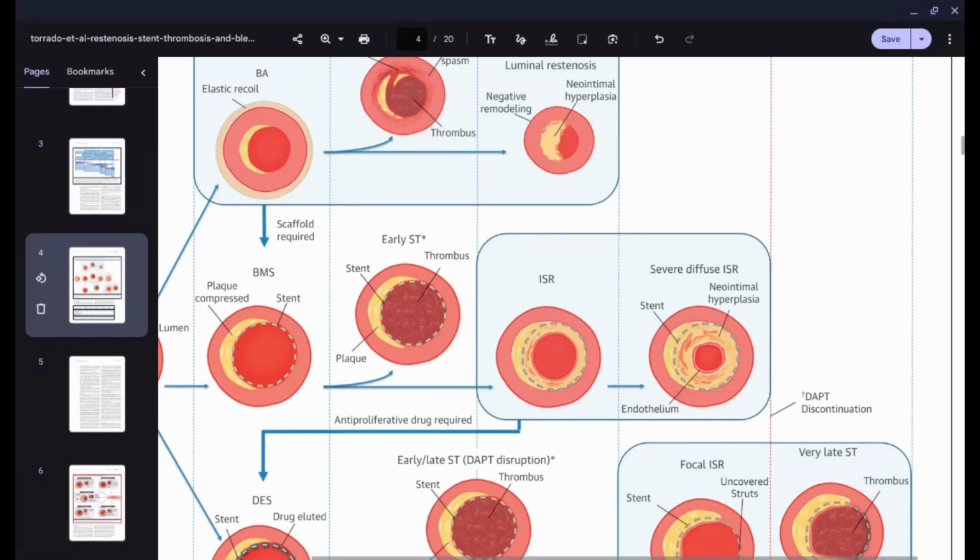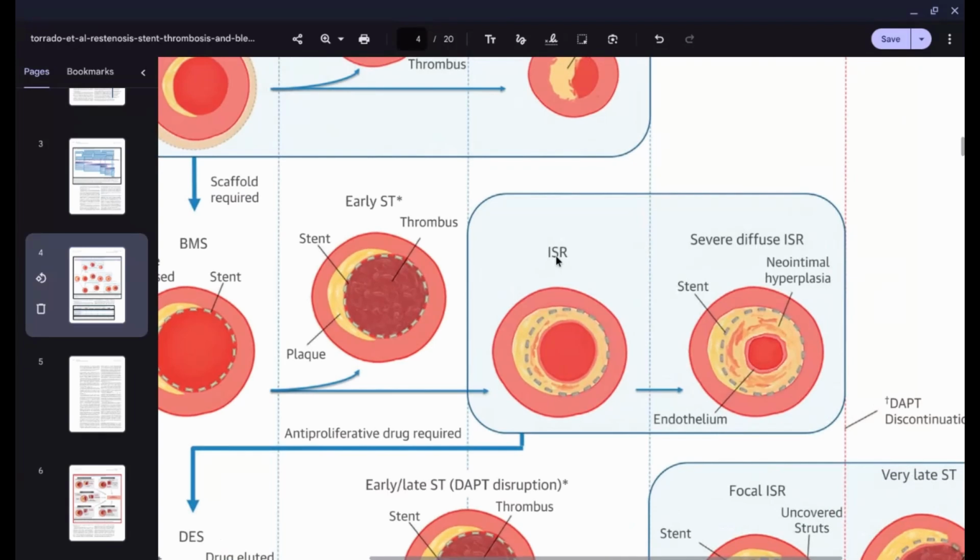There is instant restenosis, not instant as in instantaneous. This is in-stent restenosis. So restenosis is happening. The stent that you put in gets worse over time. The wall grows on top of the stent that you put in.